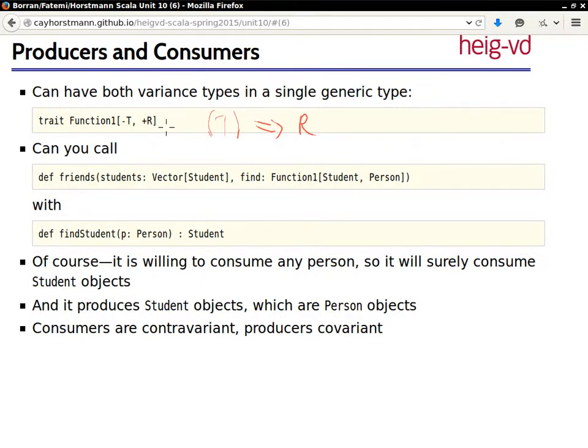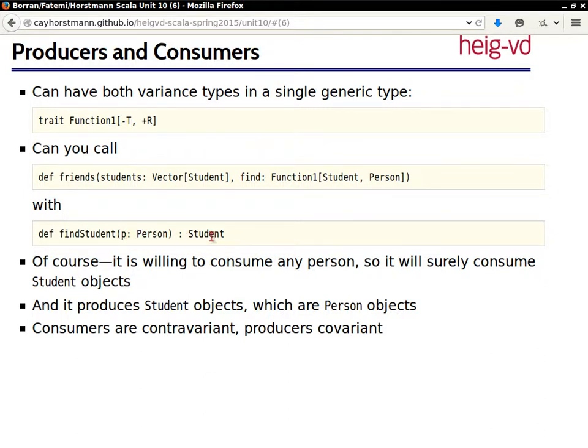That makes sense because suppose that you have some piece of code that processes something, and as a function, it wants students and produces person. Actually, I'm sorry, we'll just look at this example here. So here we have a function that wants students, produces people, and can we call it with a function that consumes people and produces students?